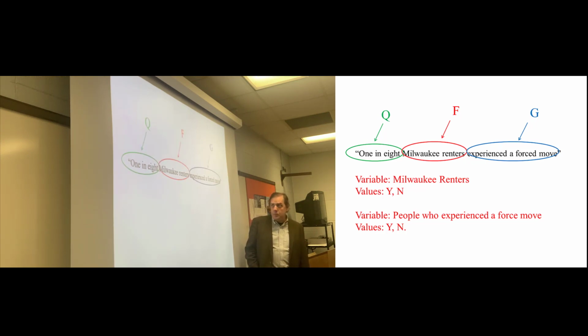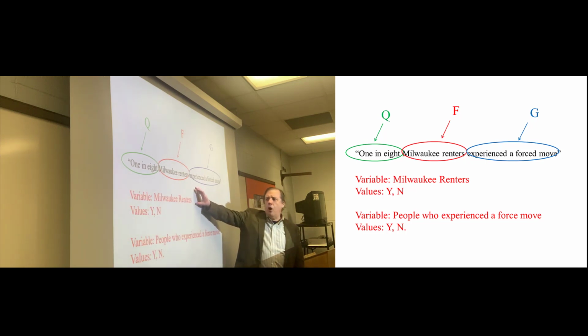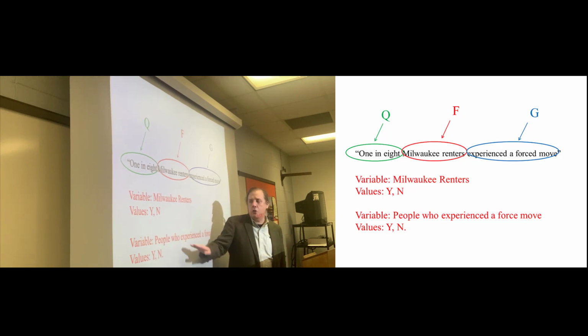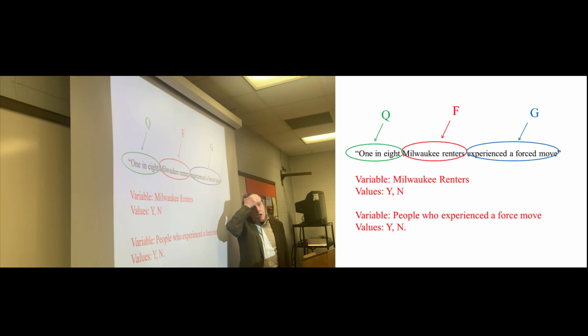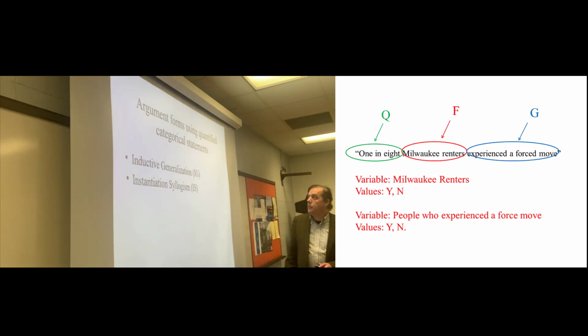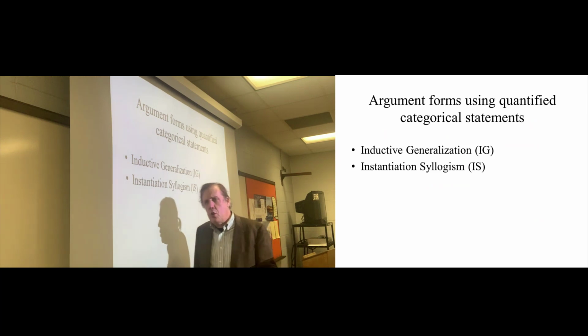Right? So we can say that Milwaukee renters is a variable f, and people who experienced a forced move is a part of a variable g, right? And then we would say the variable Milwaukee renters can take 2 values, yes or no, and people who experienced a forced move takes 2 values, yes or no, right? So I'm mixing together some ideas from different ways of studying quantified categorical statements, just to give you a variety of tools. But when we're analyzing some empirical science, this is generally the way I phrase things. Okay. So in this section, we're concerned with two styles of argument.